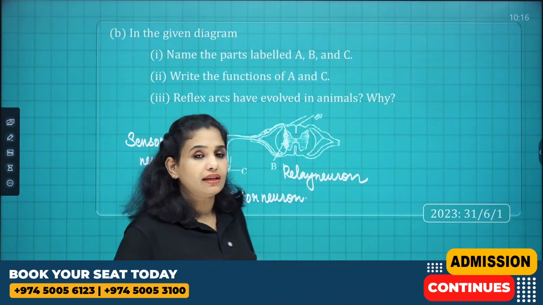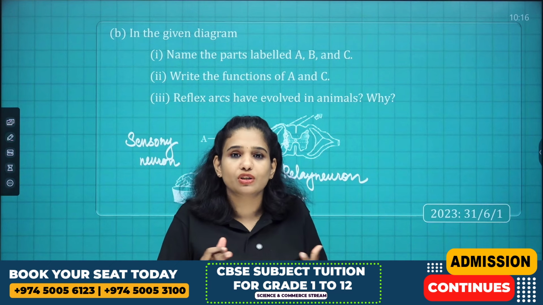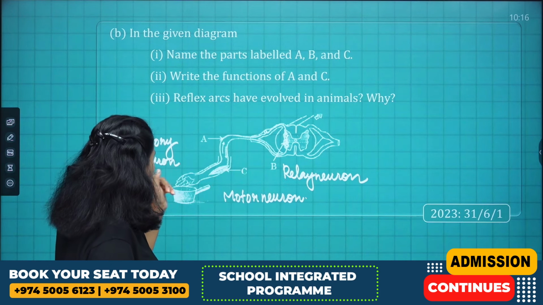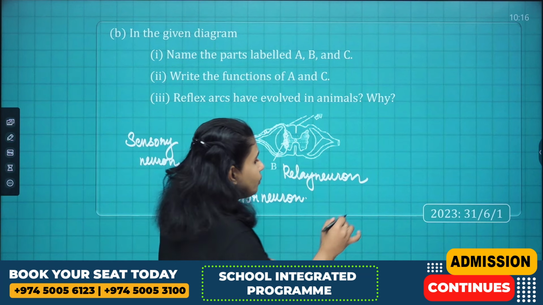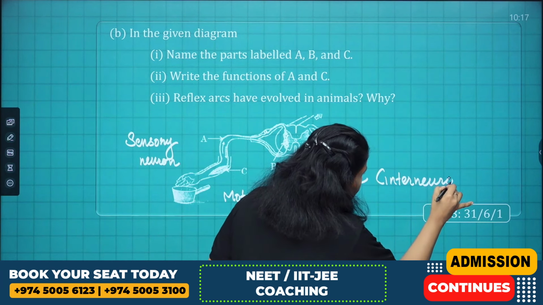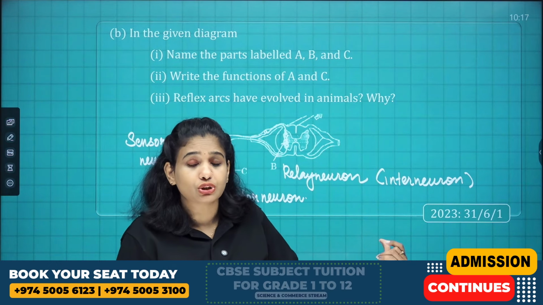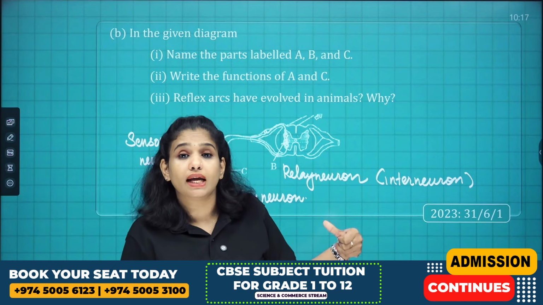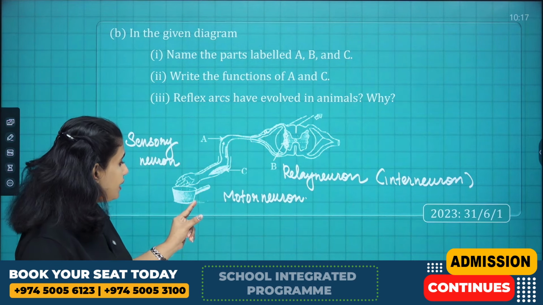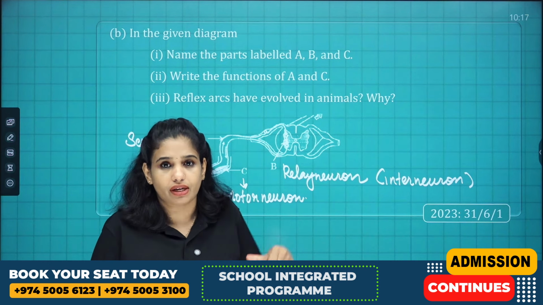Motor neurons carry the impulses towards the effectors, which respond to a situation, right? That is where the responses happen. So, these are the three parts: sensory neuron, and relay neuron, also known as interneuron. It's also known as mixed neuron because it performs the functions of both sensory neuron and motor neuron. And here is the relay neuron, and C is the motor neuron, which carries impulses towards the effectors.